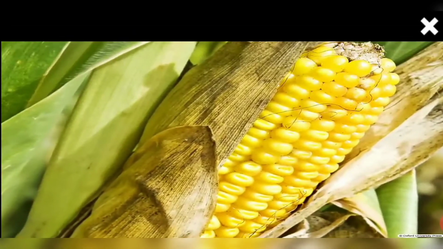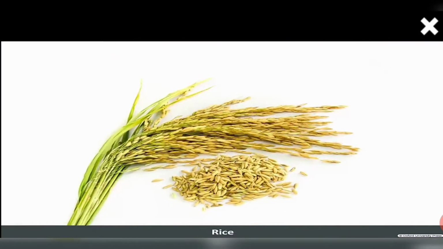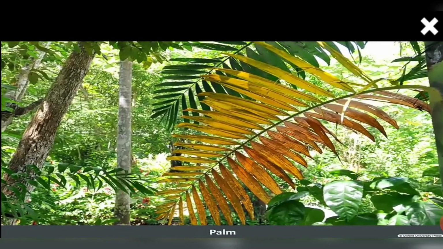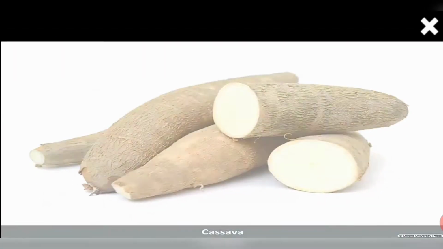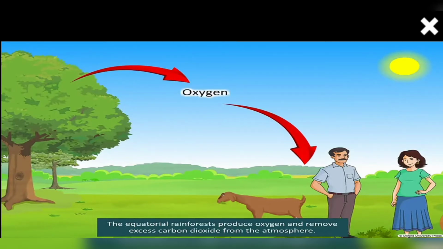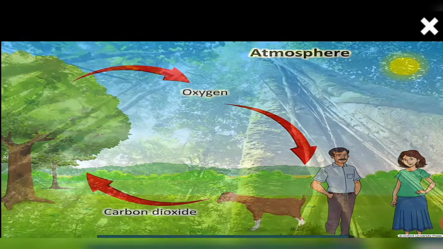Shifting cultivation is used to grow crops such as maize, rice, vegetables, palm, and cassava. The equatorial rainforests are very important. They produce oxygen and remove excess carbon dioxide from the atmosphere. As a result, the Amazon rainforest is often called the lungs of the earth.